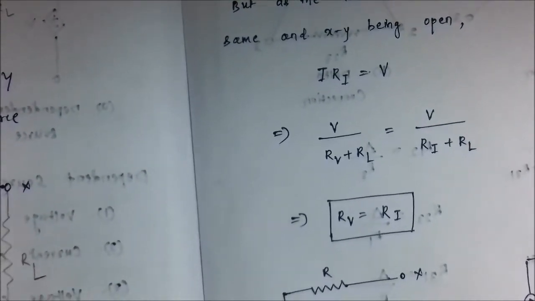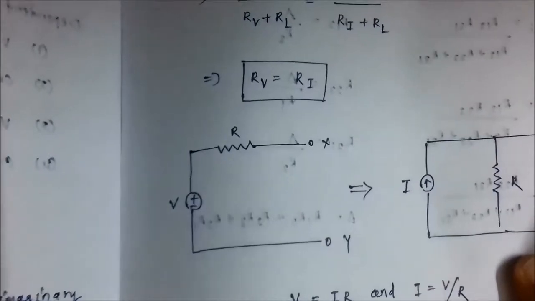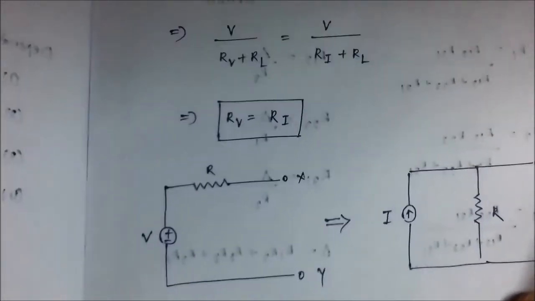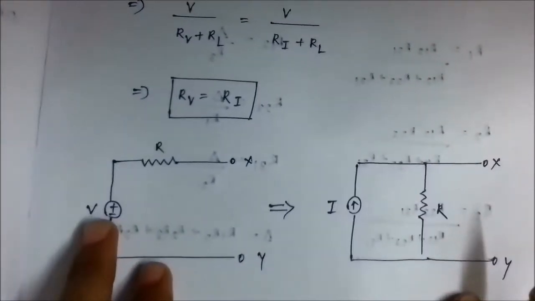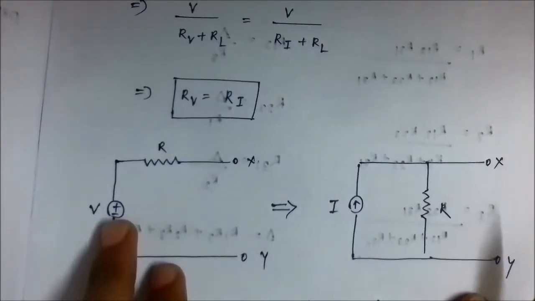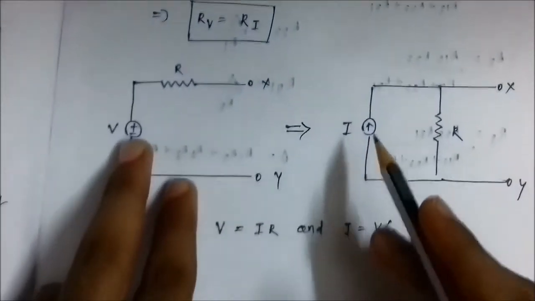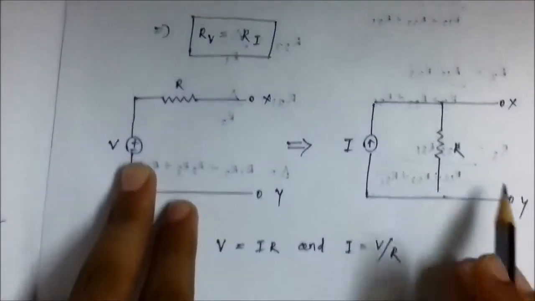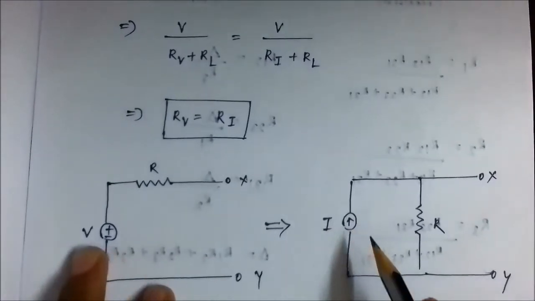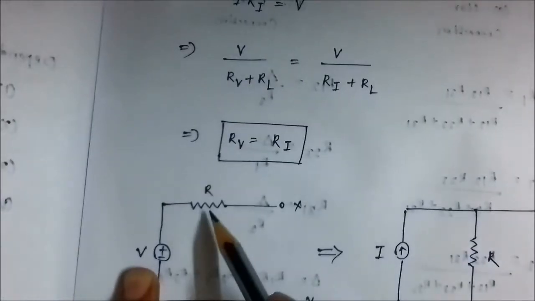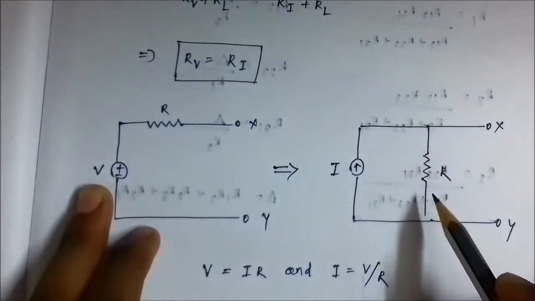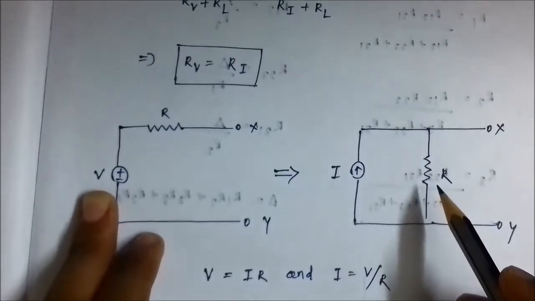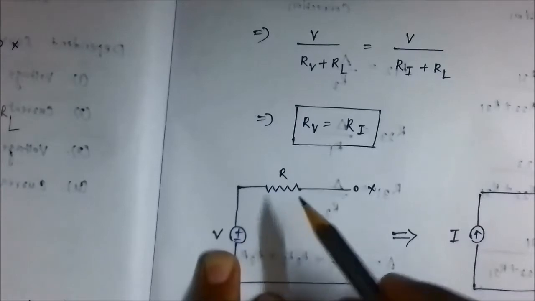the same. So we can deduce that in order to convert a voltage source to a current source, we replace the voltage source with a current source where the current is equal to V by R, and the current source with a voltage source where the voltage is equal to IR. And in this case, the series connected resistance is connected in parallel with the current source, and the parallel connected resistance is connected in series with the voltage source.